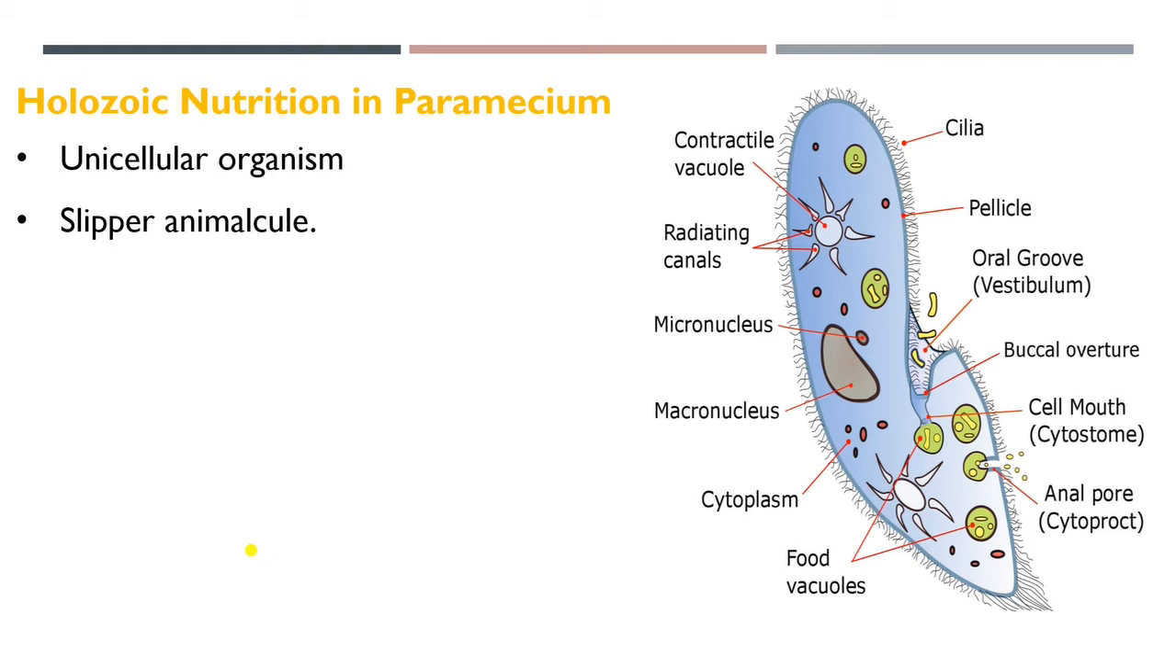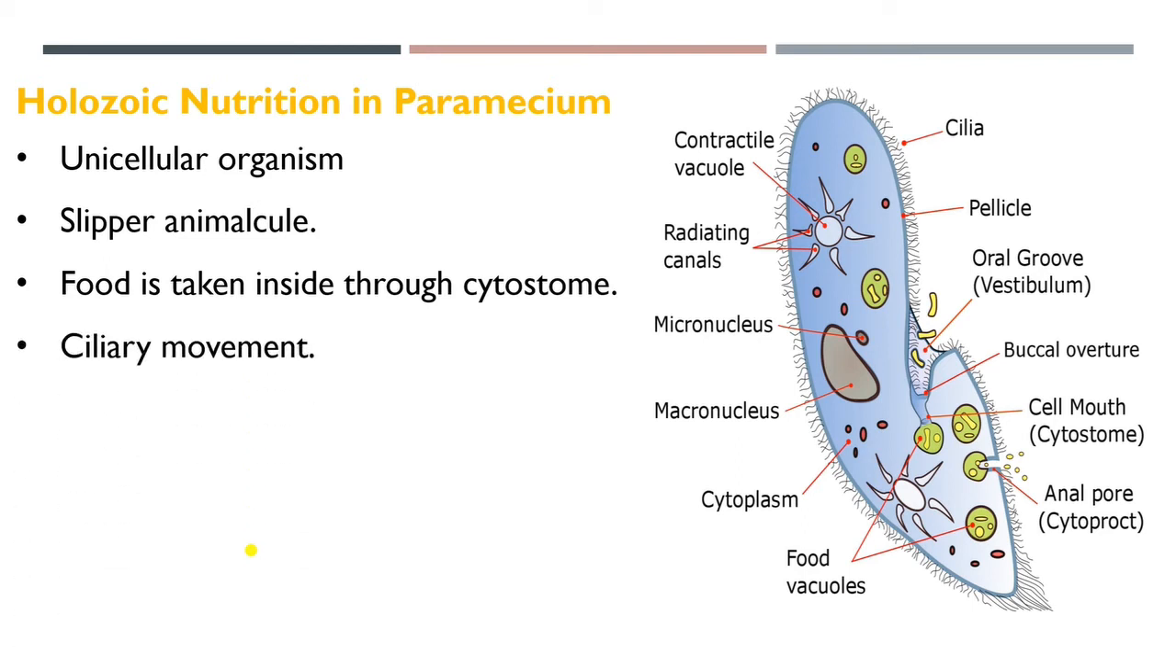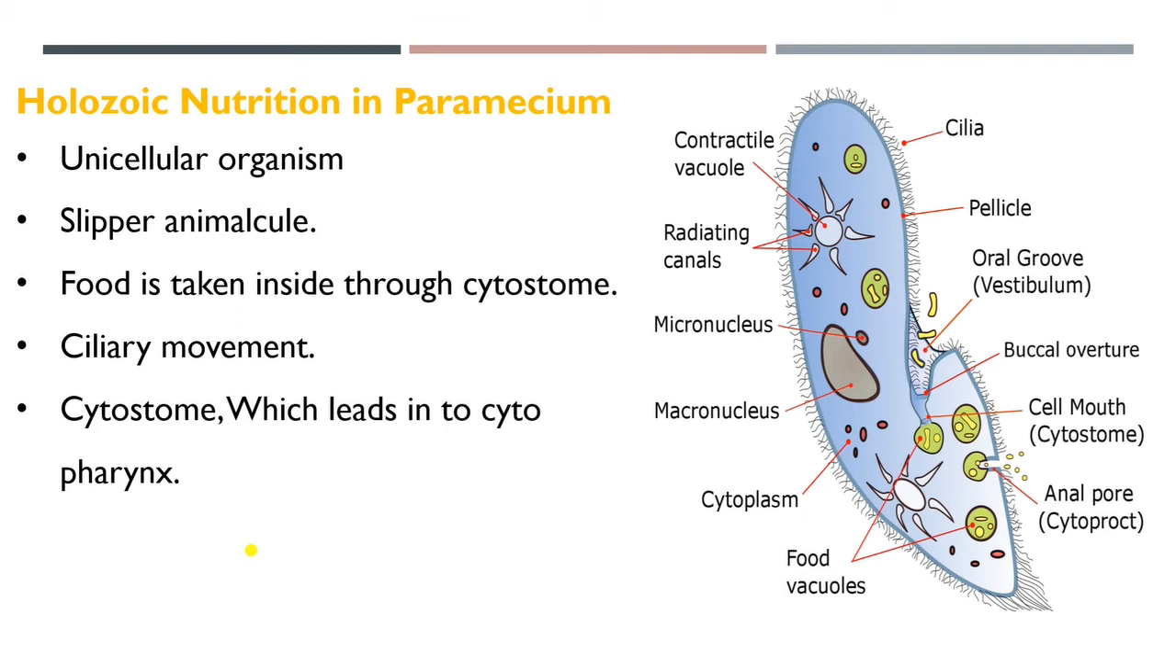The food enters the cytoplasm through a specific spot known as the cytostome, which appears outside as an oral groove. The food enters the cytoplasm through the cytostome with the help of ciliary movement. The cytostome leads into the cytopharynx. The cytopharynx leads into the cytoplasm. The cytopharynx may form a food vacuole around the food substances.